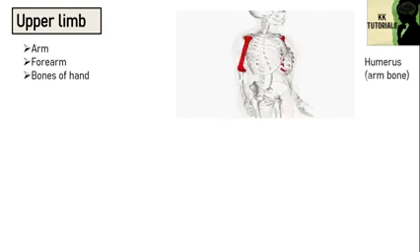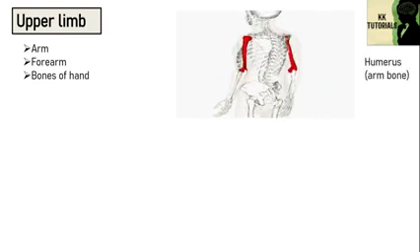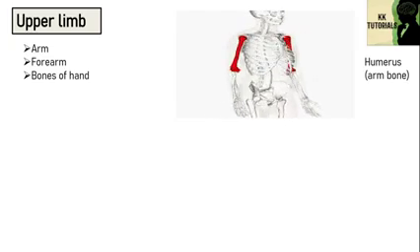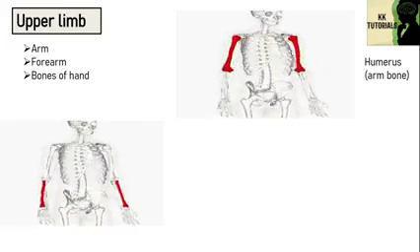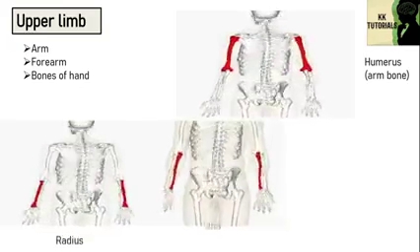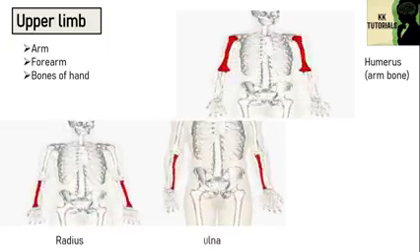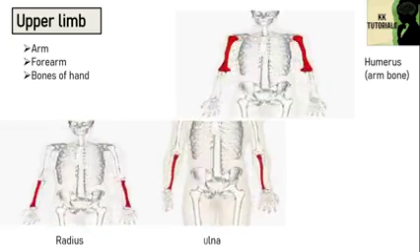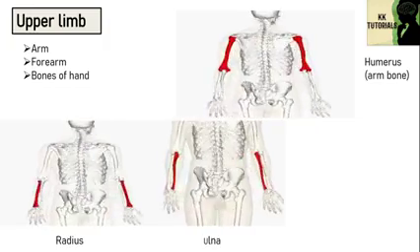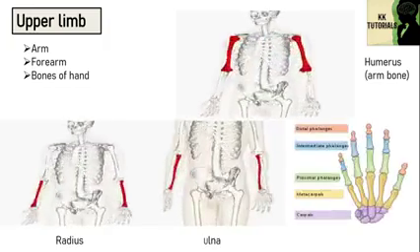Moving towards the second part, that is the upper limb, which includes the arm, forearm, and bones of the hand. When we talk about the arm bone, it is called the humerus. You can see in this image there are 2 humerus bones, one in each arm. Then the forearm includes 2 types of bones, that is radius and ulna. The bone which is on the side of your thumb is called the radius and the other bone on the side of your little finger is called the ulna. It's simple. Moving onwards, the hand consists of 5 different types of bones.